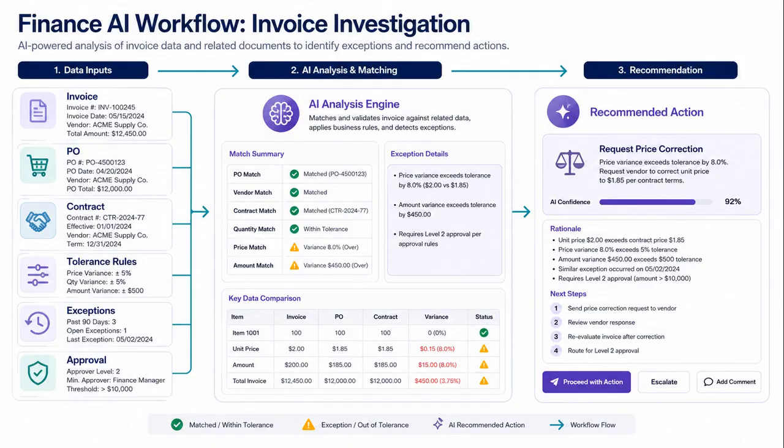Now let's look at business example, finance. A finance AI assistant may investigate an invoice issue. It needs invoice data. It needs purchase order data. It needs contract terms. It needs tolerance rules. It needs past exception history. It may need approval rules before taking action. Without this context, the answer may be incomplete or risky.